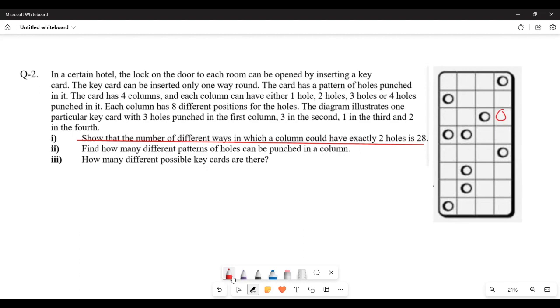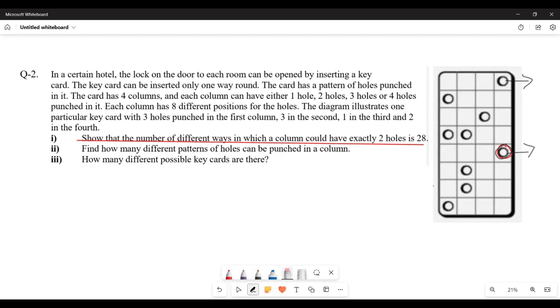First, we have to establish whether this is a question on arrangement, which means we would use P, or a question on selection, in which case we would use C. To distinguish, we need to establish whether the sequence of the punches matters. If this is punched and this is punched, would it matter if this is punched first and this is punched later? Since these are just holes, their arrangement does not matter. It's just one arrangement that this one is punched and this one is punched.